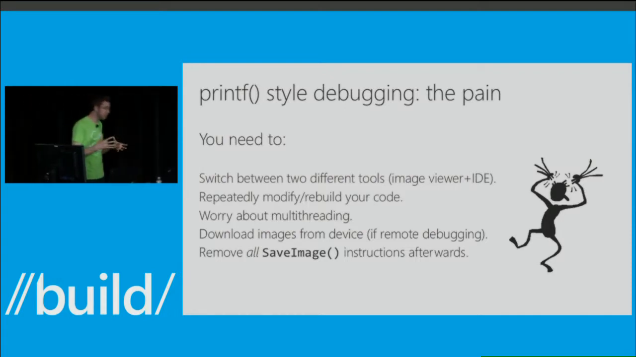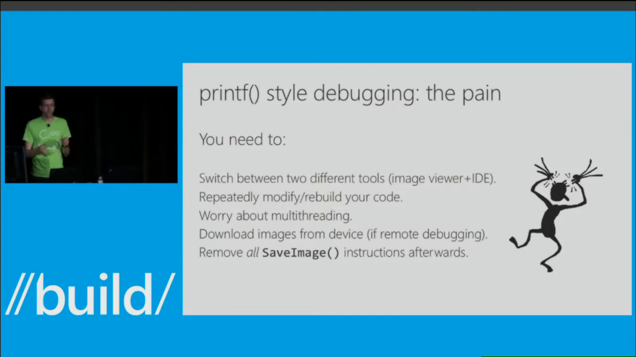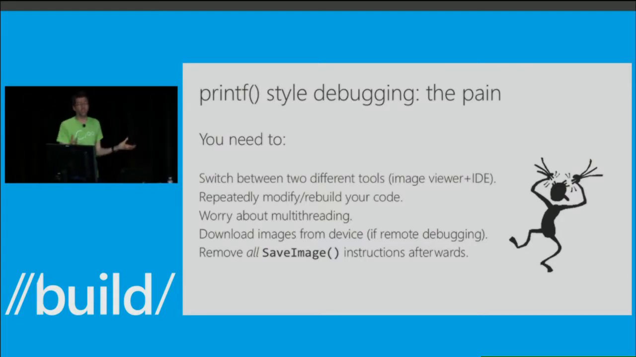Also, you have to modify your code over and over because you don't know where to start. So you sprinkle a couple of these save image instructions here, and then you run it. And maybe all the images are OK, so you remove them again. You put them elsewhere, and then you run it again, and so on and so forth. And then you also have to start worrying about multi-threading, because you can't save an image from a code path that is called from two different threads.